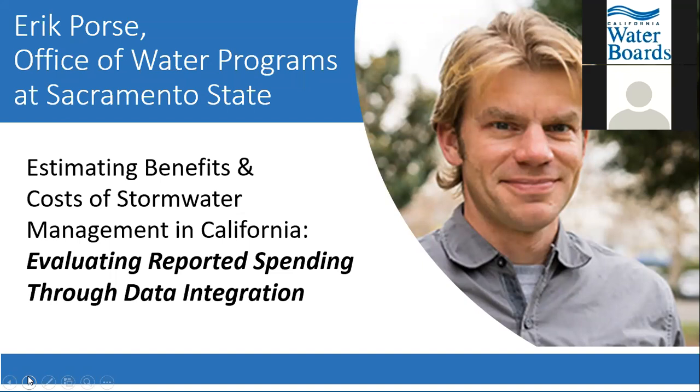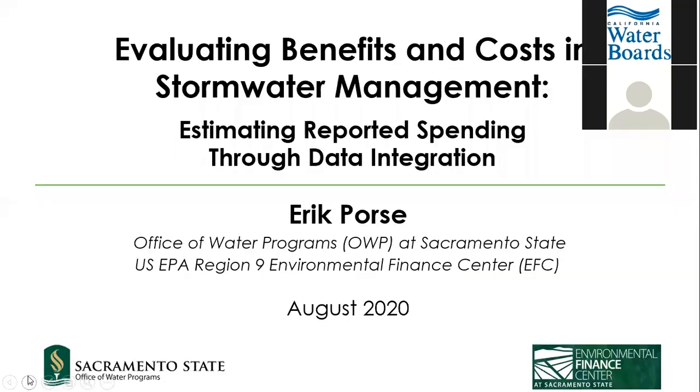Eric Porsche is a research engineer in the Office of Water Programs at Sacramento State, and he is a visiting assistant researcher at UCLA's Institute of Environment and Sustainability. Eric studies cities and their effects on surrounding environmental systems. He holds a PhD in Civil and Environmental Engineering from UC Davis, a master's degree in Public Policy from George Mason University, and a bachelor's degree in Engineering and Music from the University of Hartford. And now I'd like to turn it over to Eric.